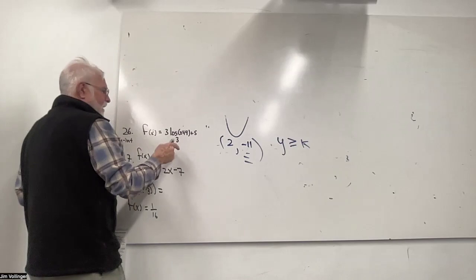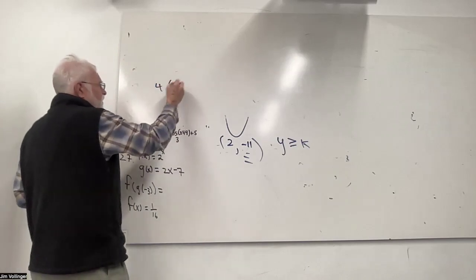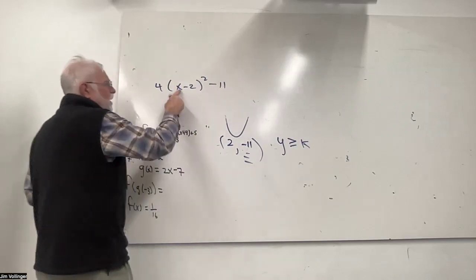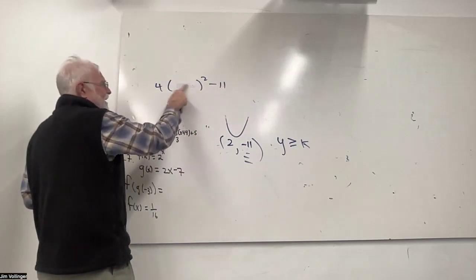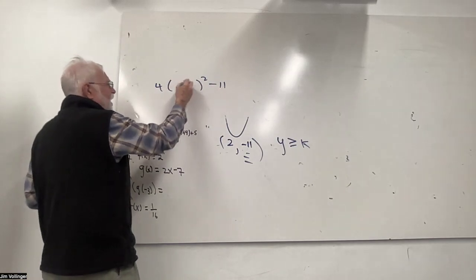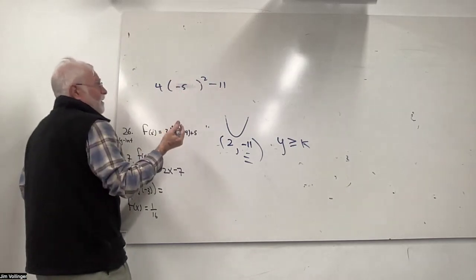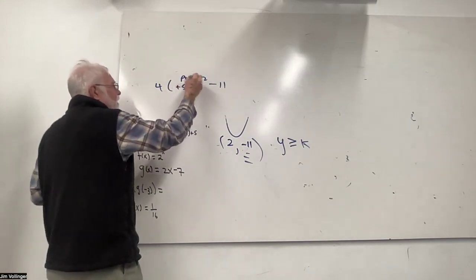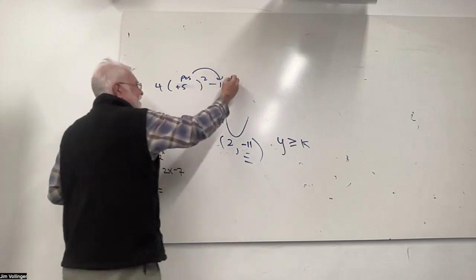Why? Well, it was 4. Let's put it in graphing form: 4 times (x minus 2) squared minus 11. You put any other number in here besides 2, and you got, I don't care, minus 5. What's minus 5 squared? It's positive. What's positive 5 squared? Positive. You have a positive influence on that number, which means it's going up.